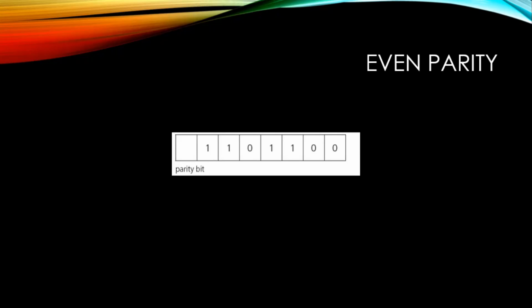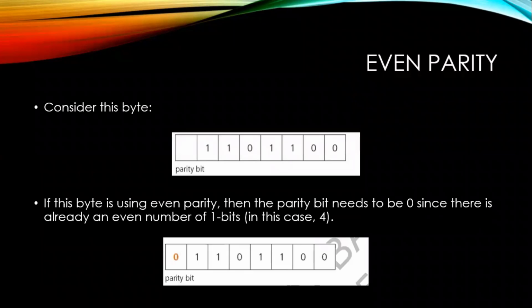Now, let's see this byte: 1101100. As you can see, we count the number of 1s. So 1, 2, 3, 4. We have 4 ones. If I'm using even parity, the number of ones should be even. But if I add a 1, it's going to be odd, that is 5. Therefore, I add a 0, so that when I count the number of ones, it is going to be 4. So if this byte is using even parity, then the parity bit needs to be 0, since there is already an even number of 1 bits, in this case 4.